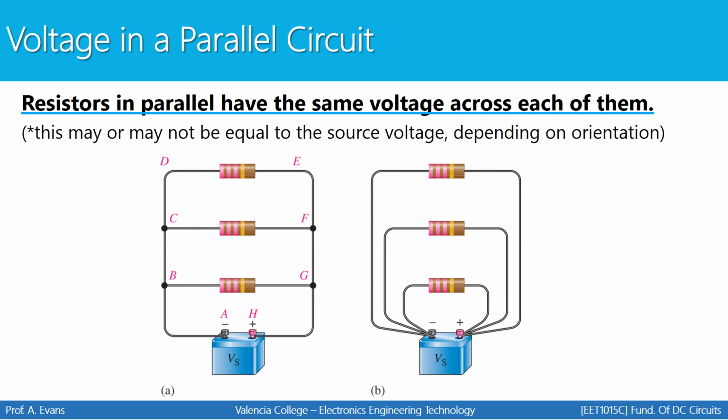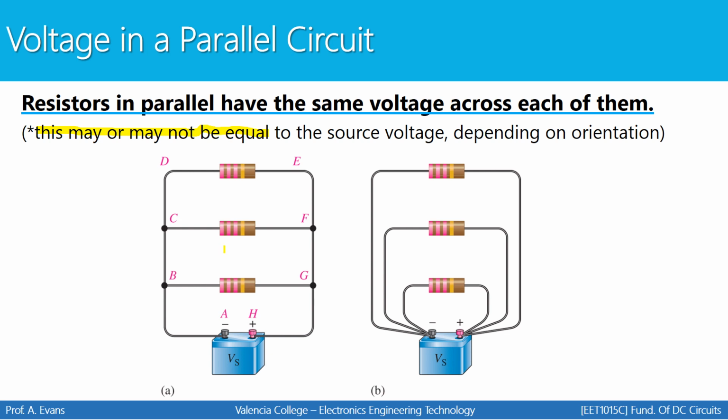A defining characteristic of a parallel circuit is that resistors in parallel have the same voltage across each of them. So in these two images here, these are all resistors that are in parallel. If a resistor is in parallel with another resistor, they both have to have the same voltage. This may or may not be equal to the source voltage. It depends on the orientation of your circuit.